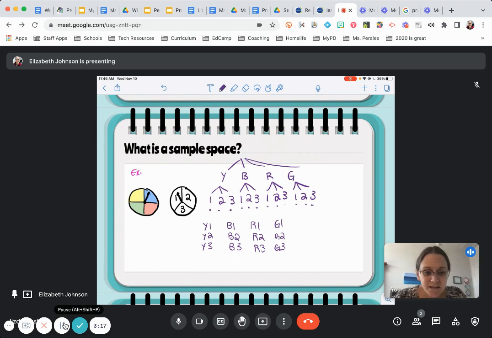Understanding sample spaces is key to being able to calculate probabilities well, because if you can understand the sample space, then you know the total number of possible outcomes. You know the denominator of your probability.